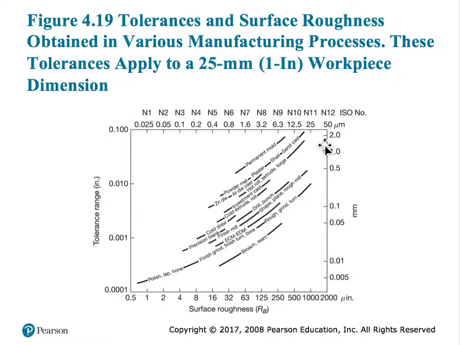So you can see the tolerance and surface roughness in various manufacturing processes. For example, if you have a 25 millimeter workpiece dimension, you can see that if it is a permanent mold, I don't know how easy it is for you to read. I'm not able to see this very clearly. If you have broaching, then you can get much finer tolerances. Whereas if you did just rough machining, then it might be pretty high.